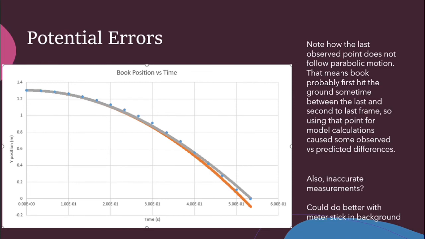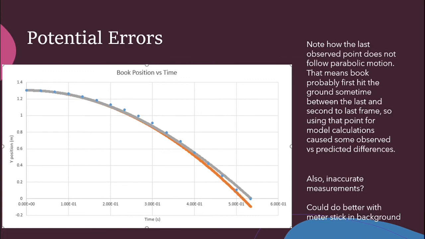But also, in terms of errors, I'd like to point out how this last point right here really doesn't fit the parabolic motion of the previous points before it. I'm thinking that might be because the book truly hit the ground sometime in between that last point and the point before it. So in terms of doing this experiment better, maybe I could have used the previous point to better predict my model for drag and give a more accurate model, so that I don't have some under-predicting here and an eventual over-predicting here.